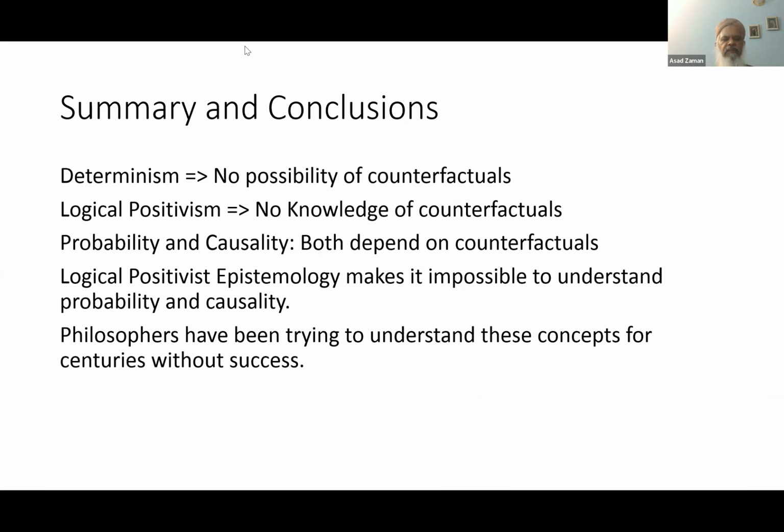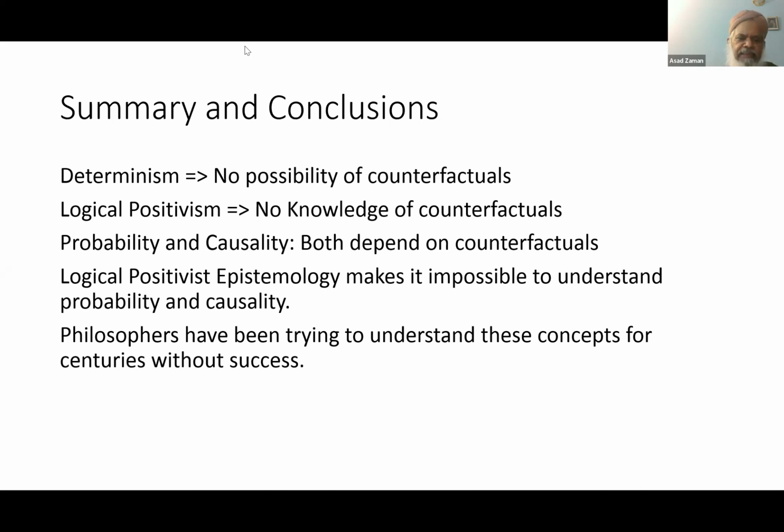One philosophy is determinism, which means that everything just will happen. There's no two choices. Nothing can happen by chance. Everything that is going to happen is already predetermined to happen. So in that case, there can be no probability and no causality. And then there is logical positivism, which says that even if there is freedom, even if there is choice, even if there is chance, we can never know what might have happened. So there is no possibility of knowledge about probability.